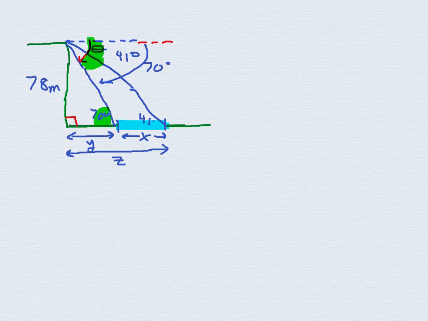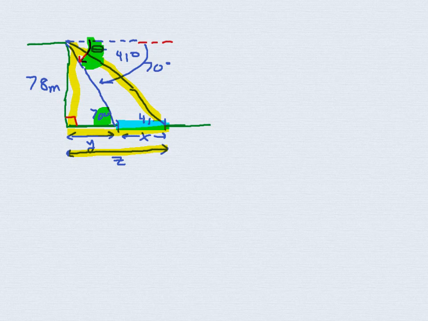Let's call that z. So if I trace these triangles in different colors to help visualize, we could do the whole triangle, which would be 41 degrees, and the height of the cliff 78, and the adjacent side, which would be the whole thing of z. We can combine that with the smaller triangle, the 70-degree triangle, and then we could find the value of y, then subtract that to get the value for x.